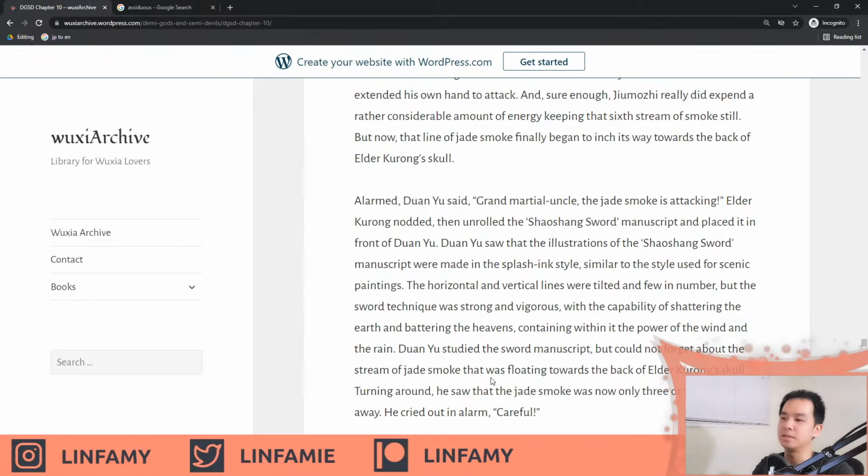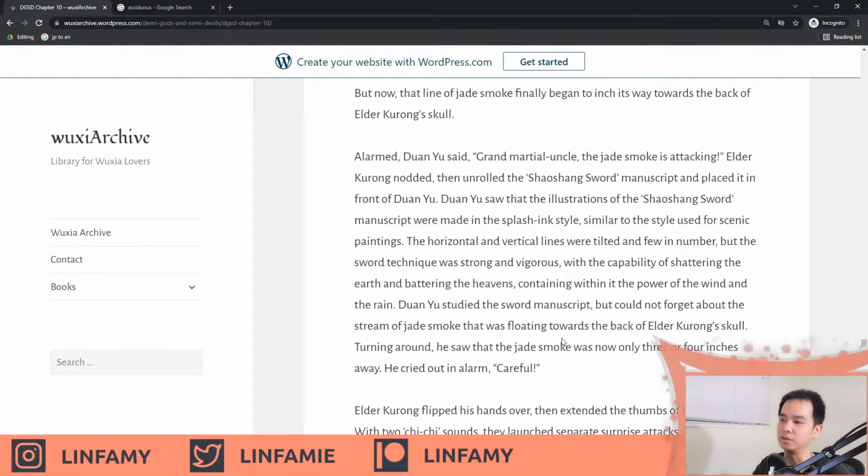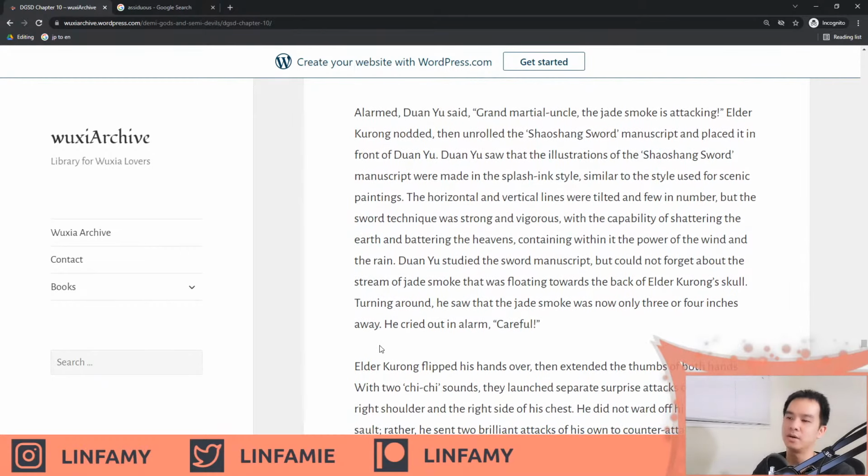The horizontal and vertical lines were tilted and few in number, but the sword technique was strong and vigorous, with the capability of shattering the earth and battering the heavens, containing within it the power of the wind and the rain. Duan Yu studied the sword manuscript, but could not forget about the stream of jade smoke that was floating towards the back of Elder Ku Rong's skull. Turning around, he saw that the jade smoke was now only 3 or 4 inches away. He cried out in alarm, "Careful!"